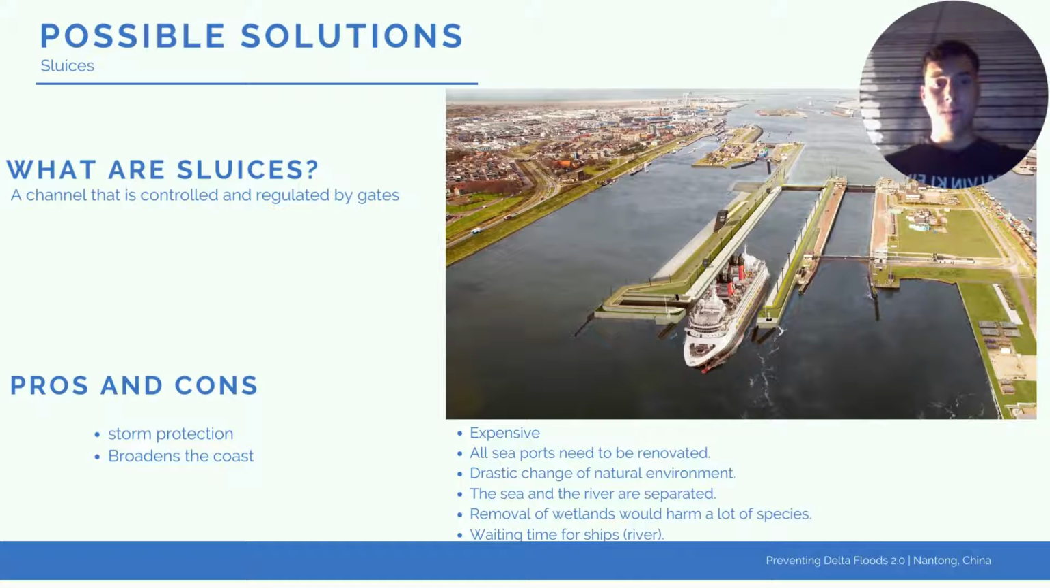The pros of the sluice are that it's storm protected and broadens the coast also, but it's very expensive and all seaports need to be renovated. Drastic change of natural environment, the sea and the rivers are separated, and so on and so on. So sluices have more cons than pros, and that's why this solution is probably not the best one.